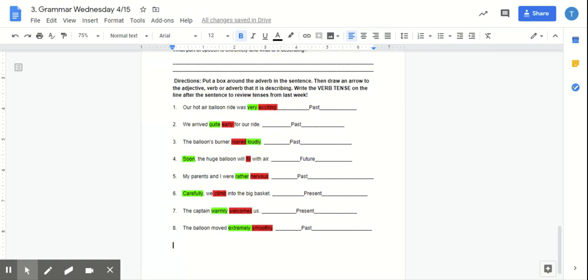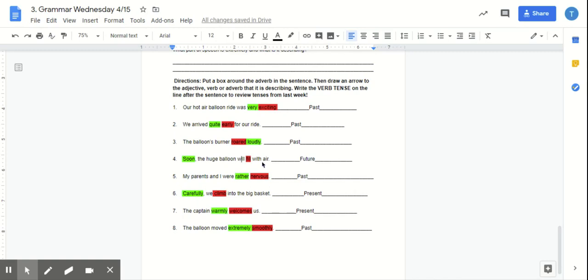Number 4, soon the huge balloon will fill with air. Of course, this is future tense because it will say will fill, which is our verb tense right here. And then fill is our verb. And then soon is our adverb because it is going into how soon these huge balloons will fill. So it is giving us a time frame for how the balloons will be filled.